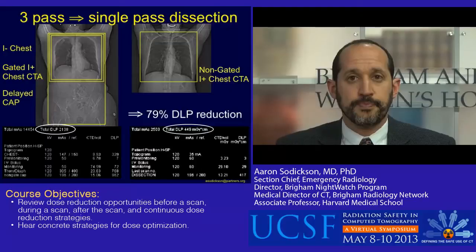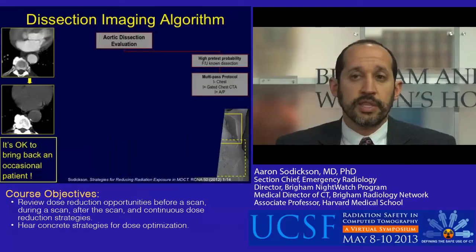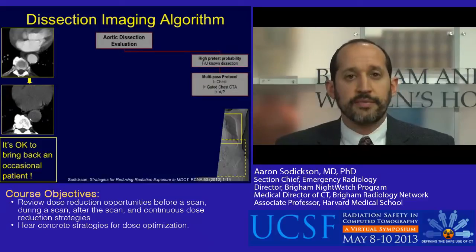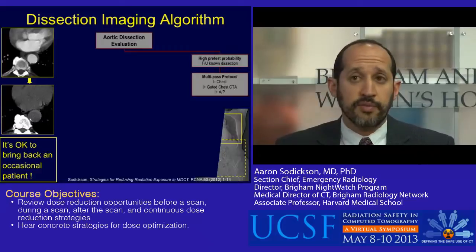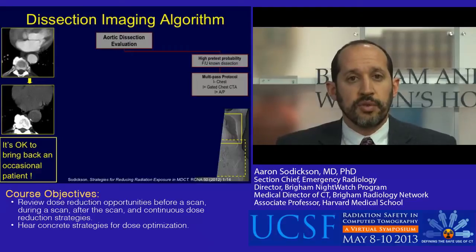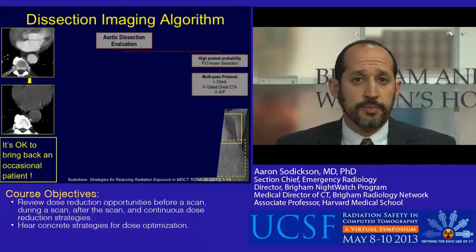Here's our general algorithm. We do still have our full protocol for patients who come in with a high pretest probability of disease, such as those following up a known dissection or maybe a patient with Marfan syndrome. But the vast majority of our patients are screened with this single pass protocol. We find a normal aorta, dissection absent, and we're done imaging.